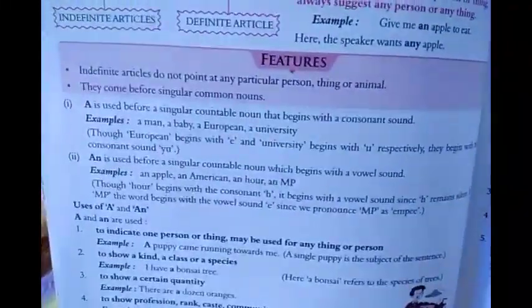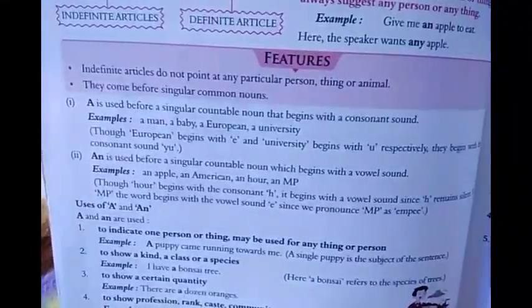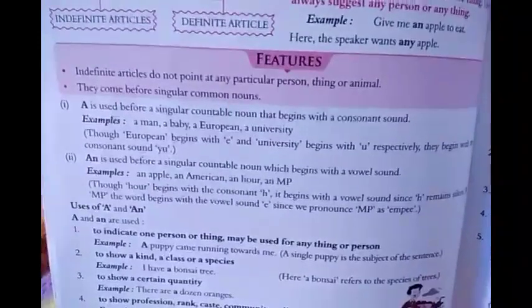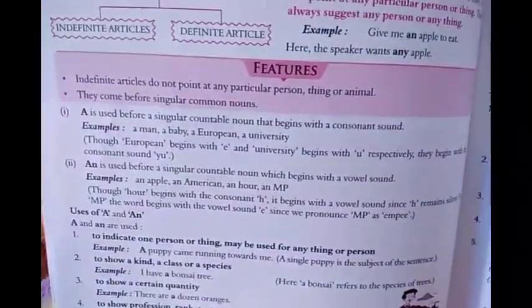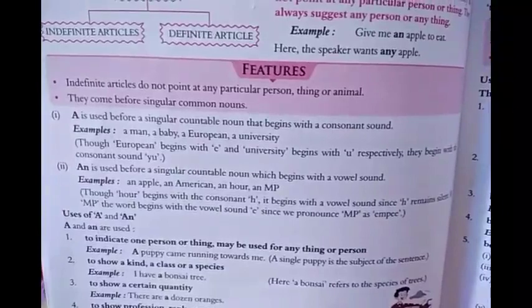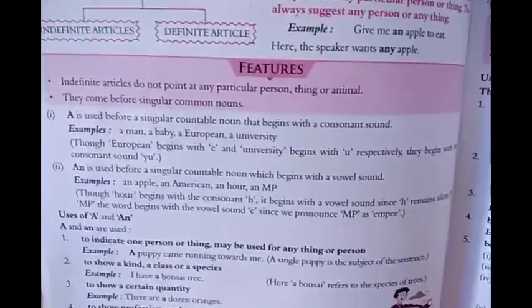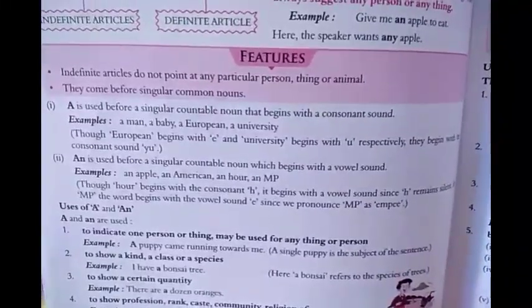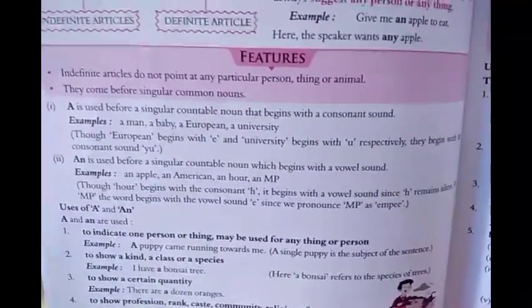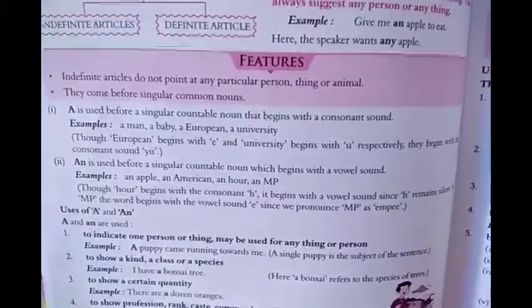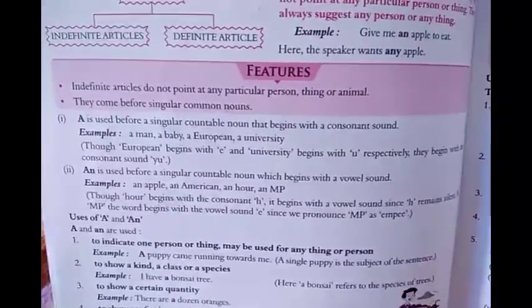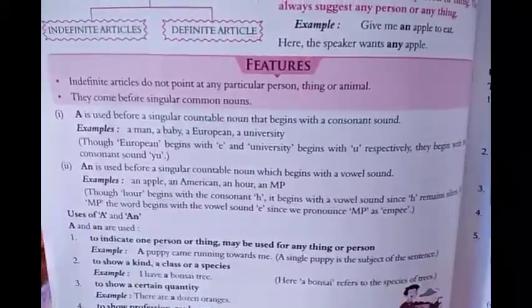Okay, and there are other words like university. Now what happens in university? University also starts with the vowel u, but it doesn't start with a vowel sound. It starts with a consonant sound, u, that is yoo. And therefore we cannot use an university, even though u is a vowel. Okay, you have to see the sound, vowel sound and consonant sound. So before university you cannot use an, you have to use a university.